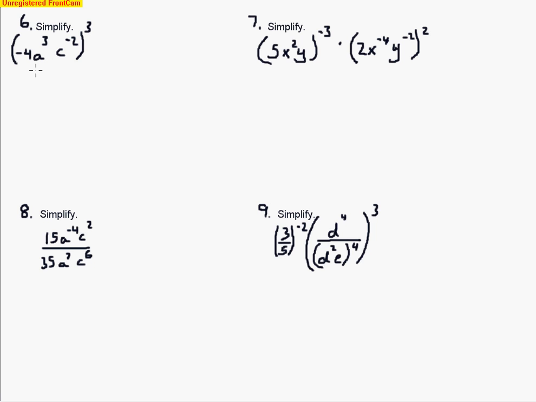So the first thing we need to remember is that this is all in parentheses. That means everything is being brought to the third power. If we wanted to, we could rewrite what is inside the parentheses exactly as it's written: negative 4a to the third, c to the negative second. We could write that 3 times and then multiply everything. Well, since we'd be rewriting it 3 times, that means we have 3 groups of everything.